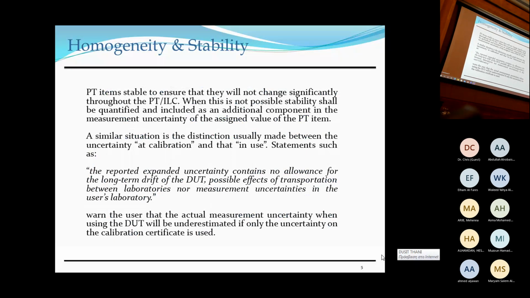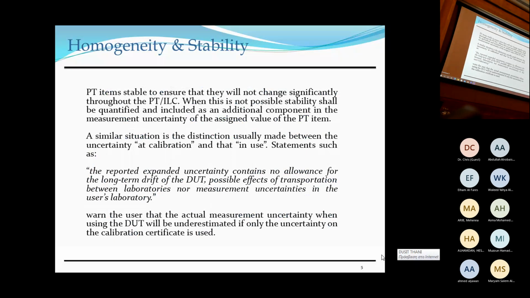So PT items should be stable to ensure that they will not change significantly throughout the PT ILC. When this is not possible, stability shall be quantified and included as an additional component in the measurement uncertainty of the assigned value of the PT item. So to begin with, we want to avoid instability, but if significant instability is present, we have to include an uncertainty component to allow for it.